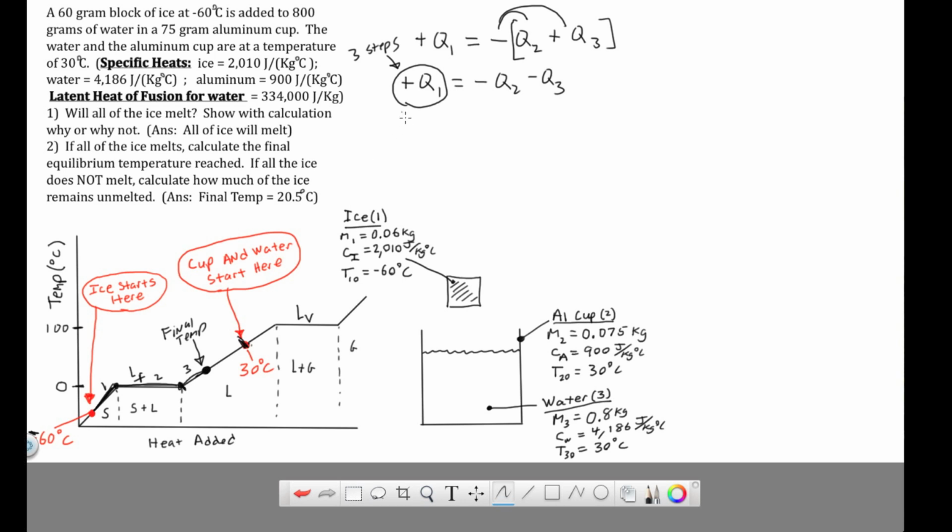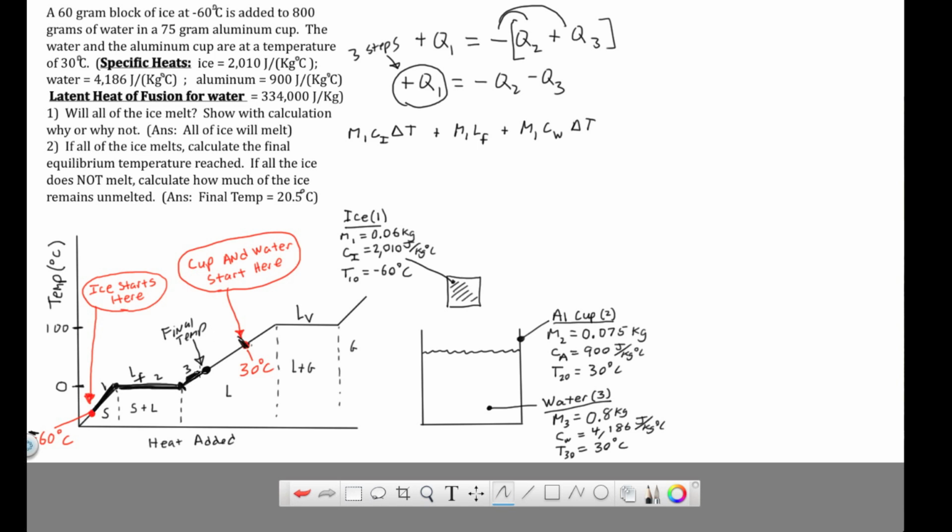All right, so let's plug the equations in. So the 3 steps are going to be M1, specific heat of ice, delta T. So that's this part right here, MC delta T, and I specified specific heat of the ice. All right, plus M1, latent heat of fusion. That's step 2. That's the equation for a phase change from solid to liquid. Plus M1, specific heat of water, delta T. All right, so that's this 3rd step.